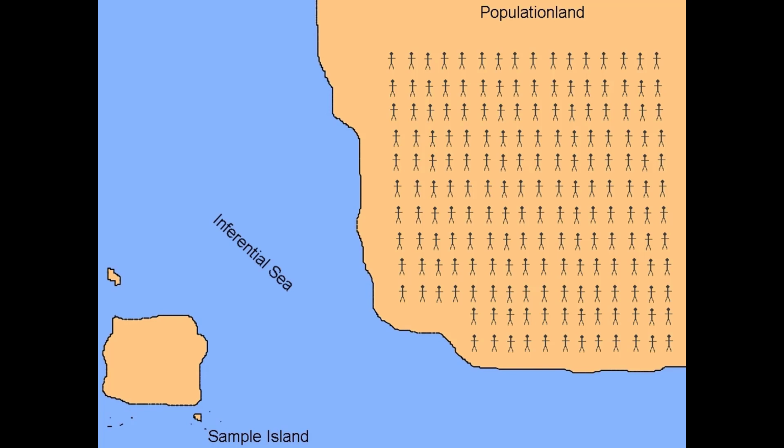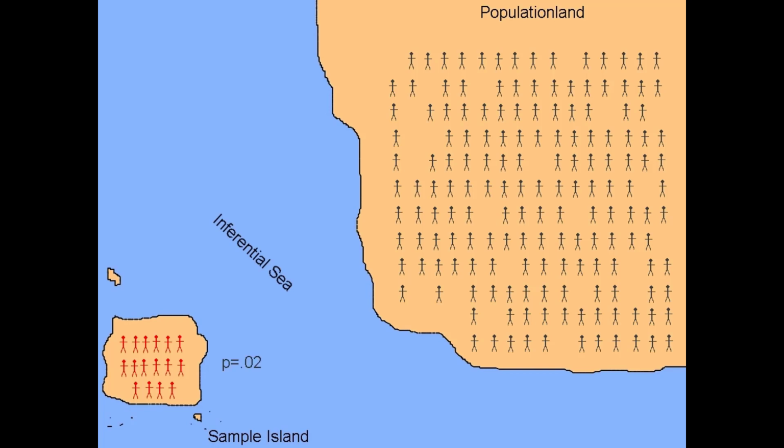Let's populate Population Land. And let's sample from Population Land, and bring study participants over to Sample Island. On Sample Island, we could randomly allocate them to groups and do an experimental study, or we could observe naturally occurring groups and perform an observational study. Whatever we do, we will probably perform some sort of statistical procedure and calculate a p-value.